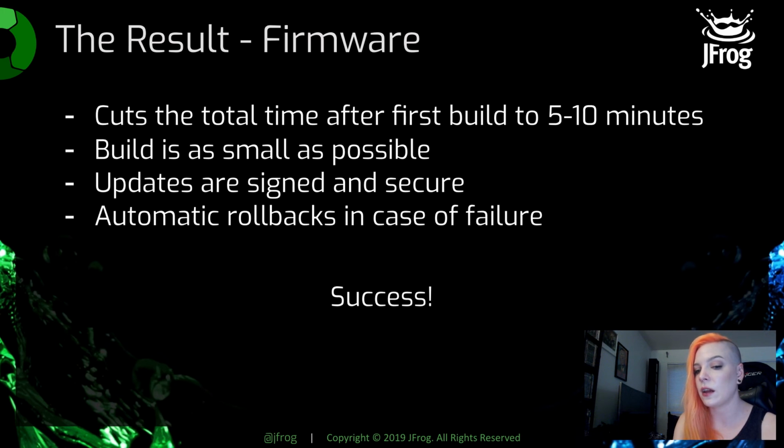So the result of this is that using Mender to handle deployments and Yocto for our builds while pulling the build cache from Artifactory, the time for a full firmware update was between 5 and 10 minutes after the first build. That's 5 and 10 minutes that the user doesn't notice, aside from saying, yes, I would like this update, pretty much. The build is as small as we can get it, so we've minimized potential issues with low bandwidth on the device's network. The updates are signed because we're using Mender, satisfying a security requirement, and automatic rollbacks are in place in case of a failure. So we have succeeded.